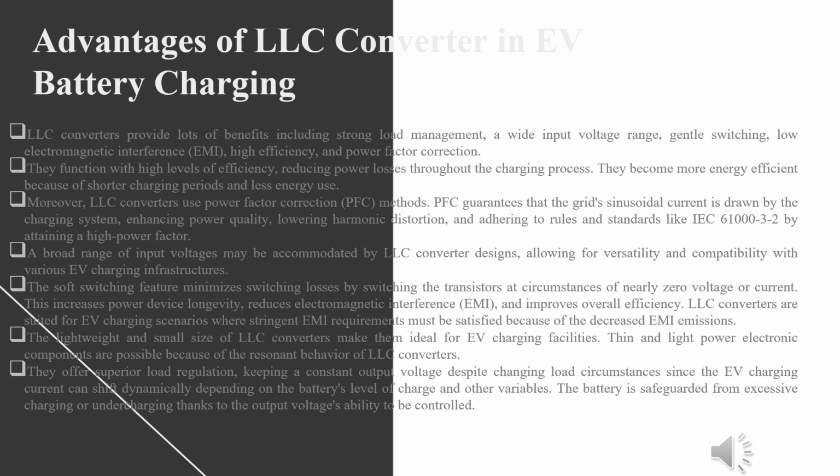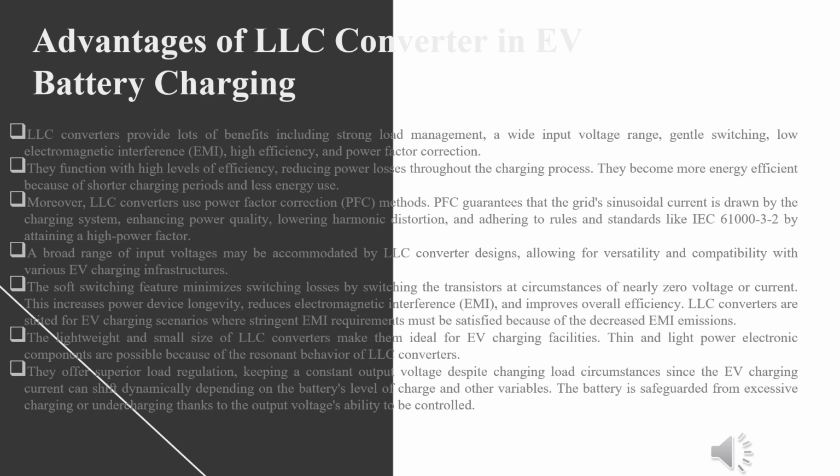LLC converters are suited for EV charging scenarios where stringent EMI requirements must be satisfied because of the decreased EMI emissions. The lightweight and small size of LLC converters make them ideal for EV charging facilities. Thin and light power electronic components are possible because of the resonant behavior of LLC converters.